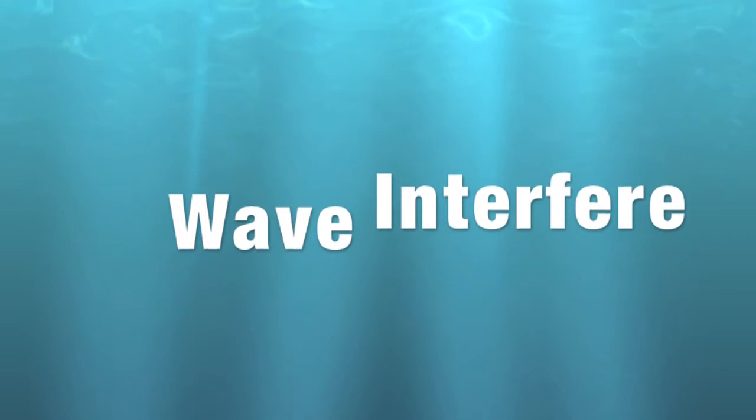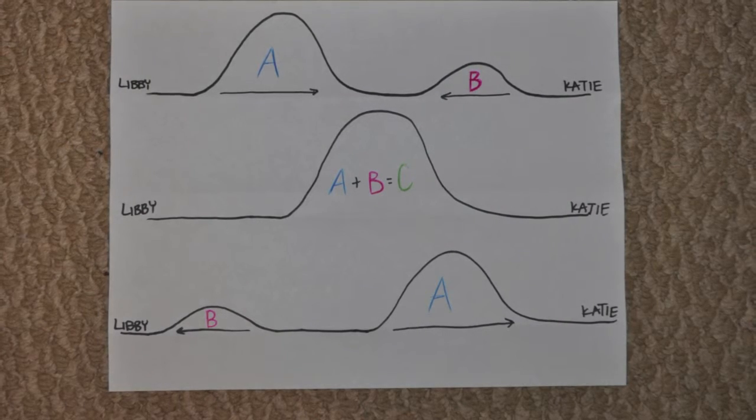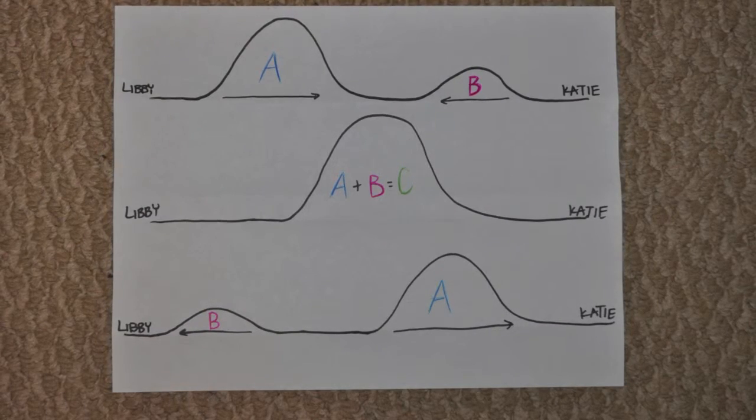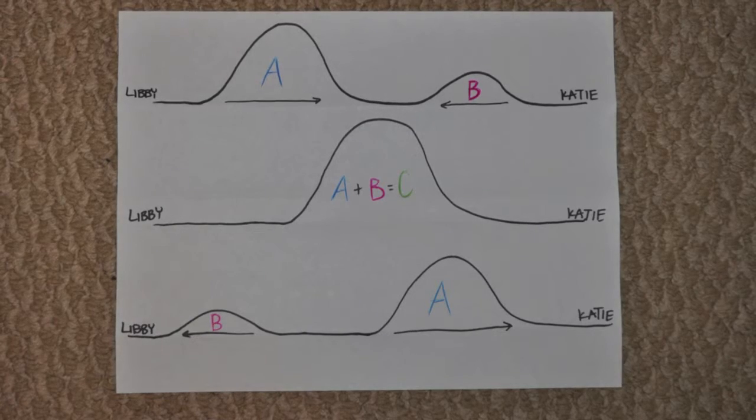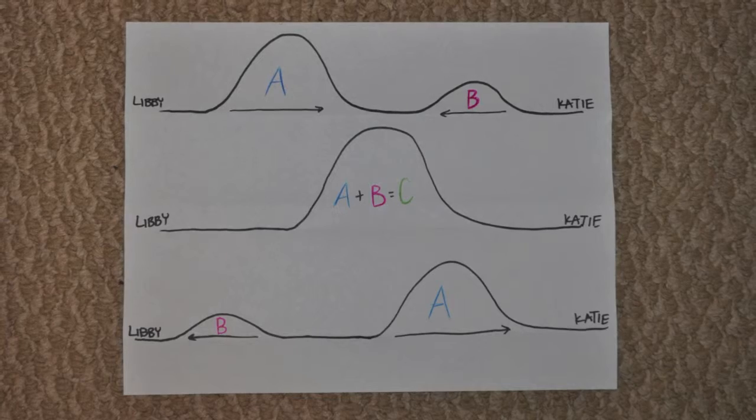The first phenomena we will discuss is wave interference, both constructive and destructive. Constructive interference occurs when there is a disturbance on each end of the medium, but on the same side of the equilibrium position. The two waves are added together and form the resultant wave.